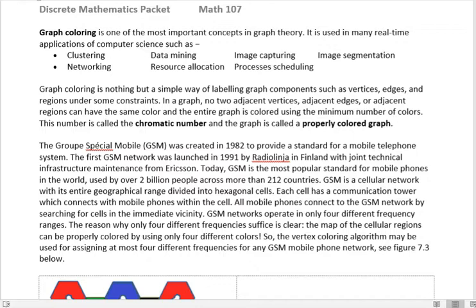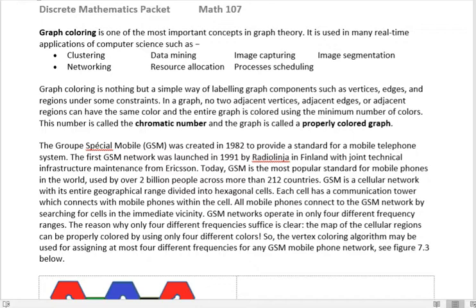I want to talk to you about graph coloring, which is one of the most important concepts in graph theory. It's used in many real-time applications of computer science, such as clustering, networking, data mining, resource allocation, image capturing, processes, scheduling, and image segmentation.